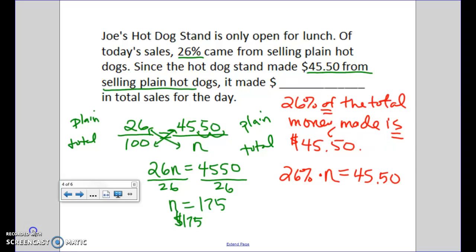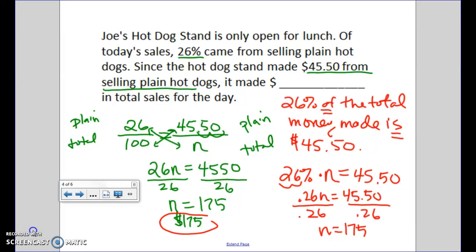Before we get too carried away, let's change our percent to a decimal. 0.26n equals $45.50. And again, if I divide both sides by 0.26, the inverse of multiply is divide, I get the same answer, 175. So $175. Either way you want to do it. Okay, you can use a proportion or you can think of it as an equation.